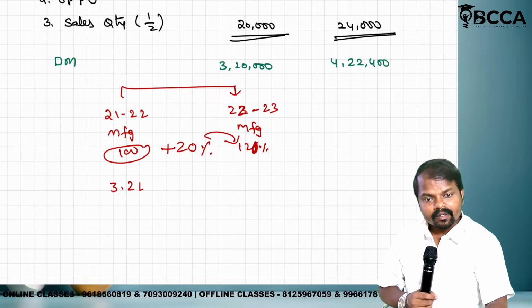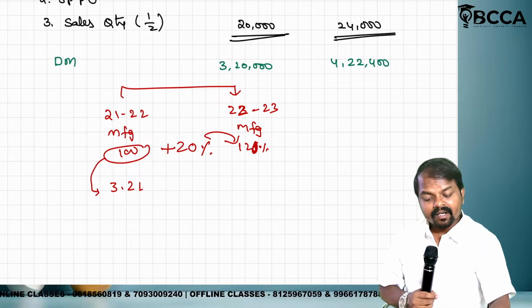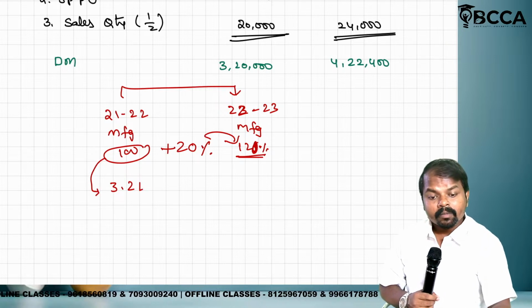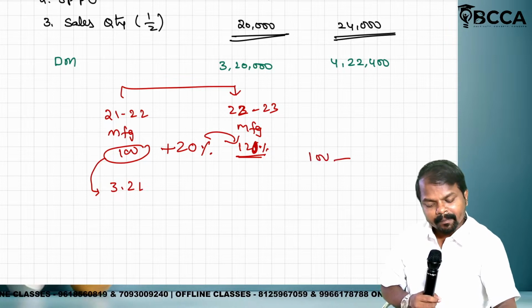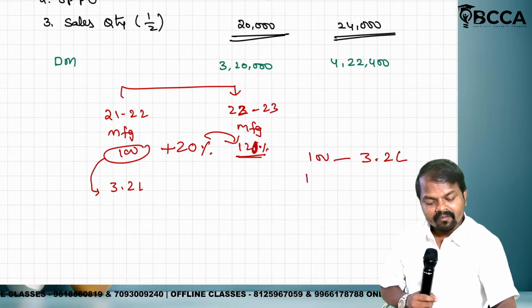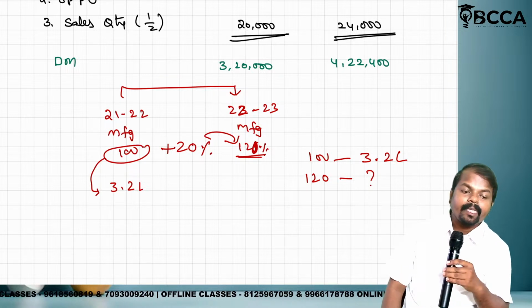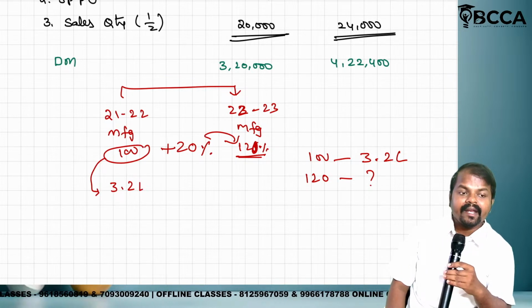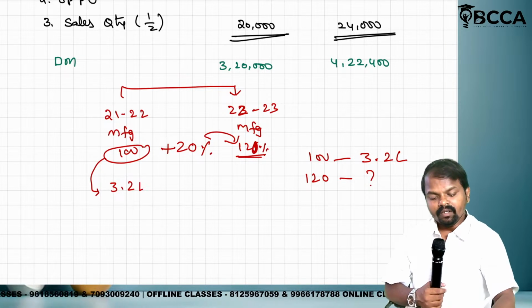Last year material how much? 3,20,000, for how many percent? 100%. But we are in 22-23, how much? 120. For 100%, 3,20,000. For 120, how much? Please take the calculator. 120 divided by 100 into 3,20,000. 3 lakh.